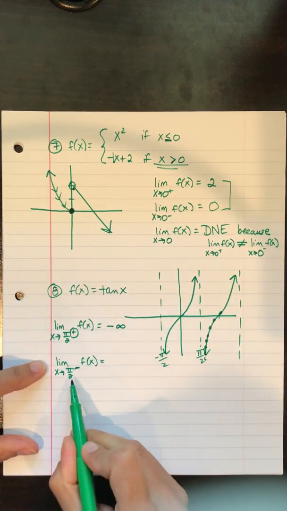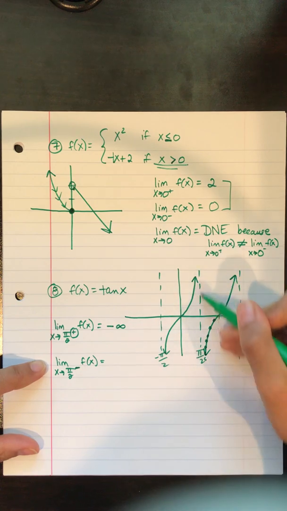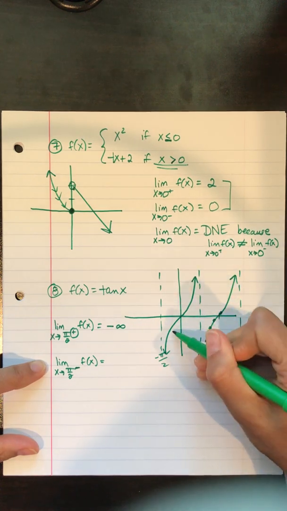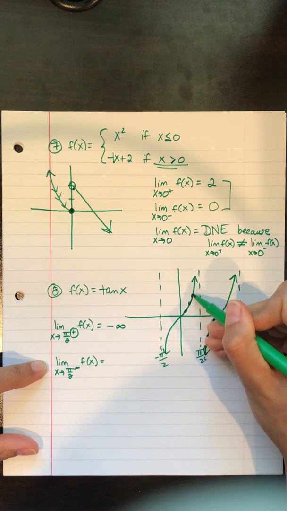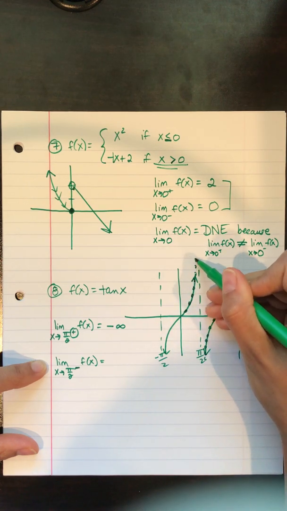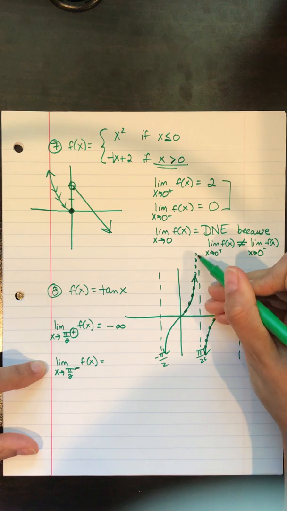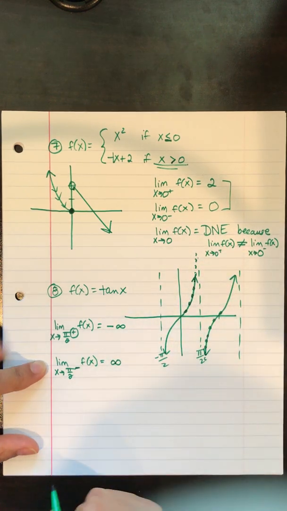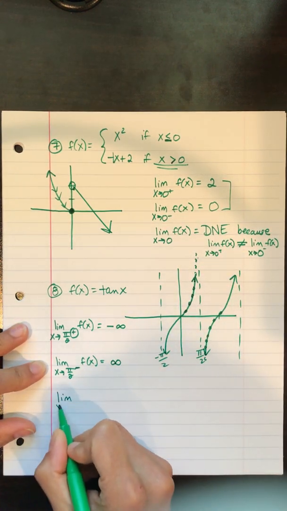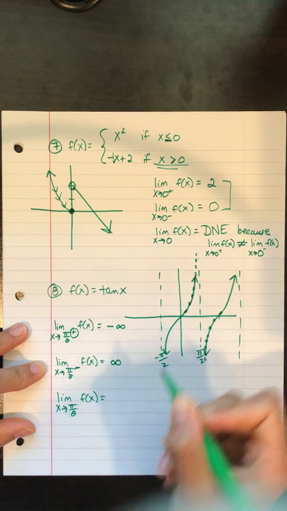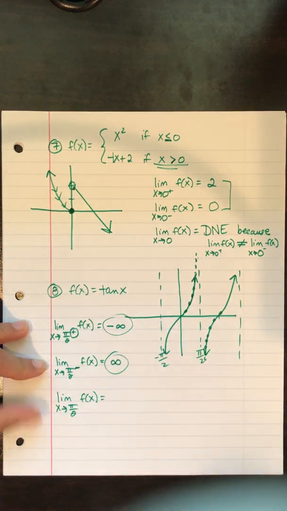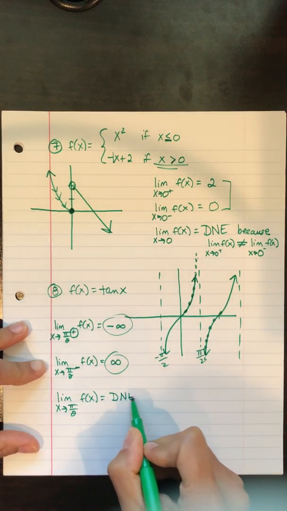And then approaching pi over 2 from the left, here's pi over 2. So from the left means this part. So my eyes are going like this, and I'm asking myself, what are those y values doing? They're going up to positive infinity. So what's the limit at pi over 2? If my right and my left limits were not the same, it does not exist.